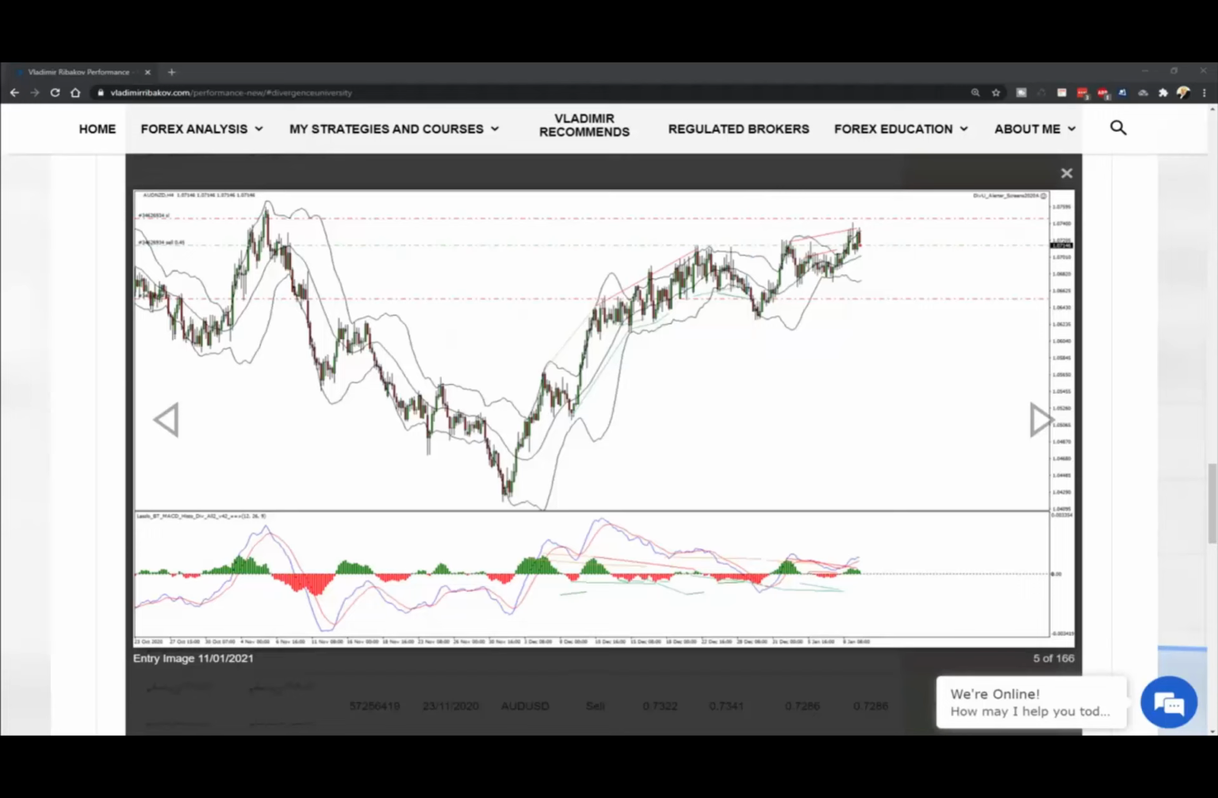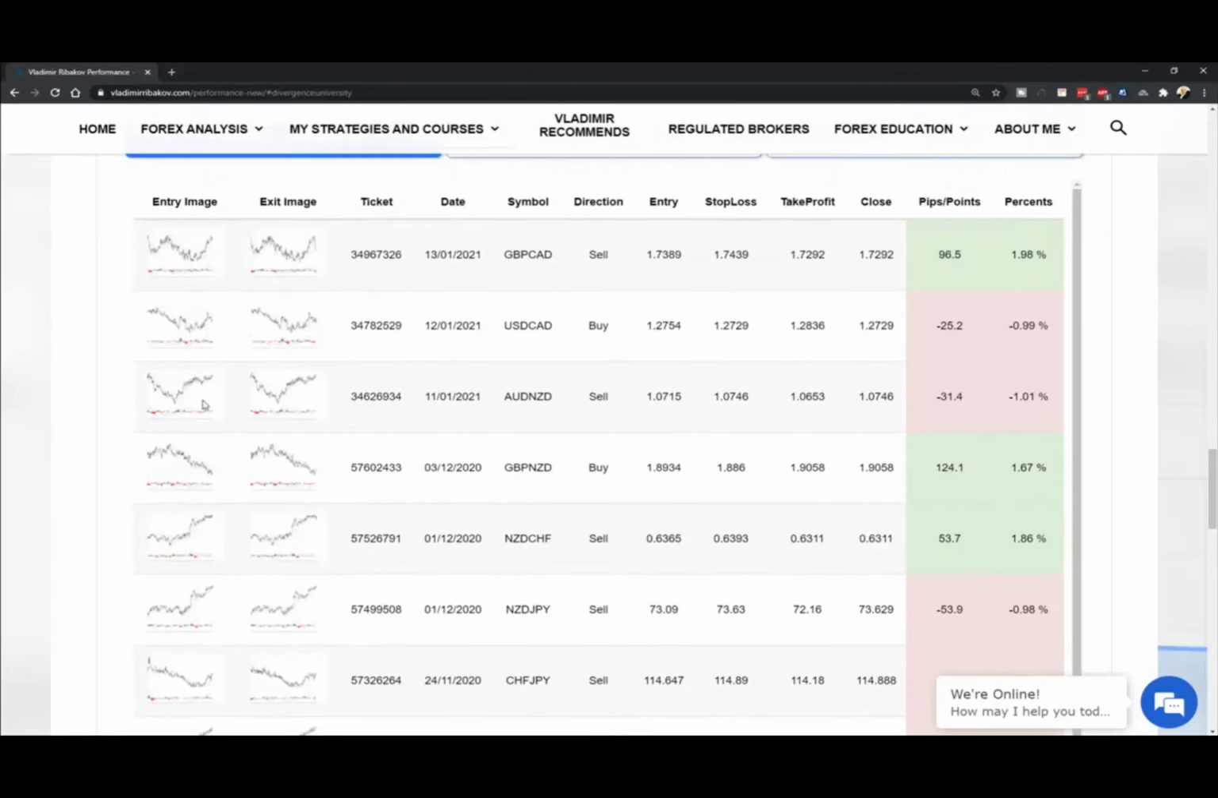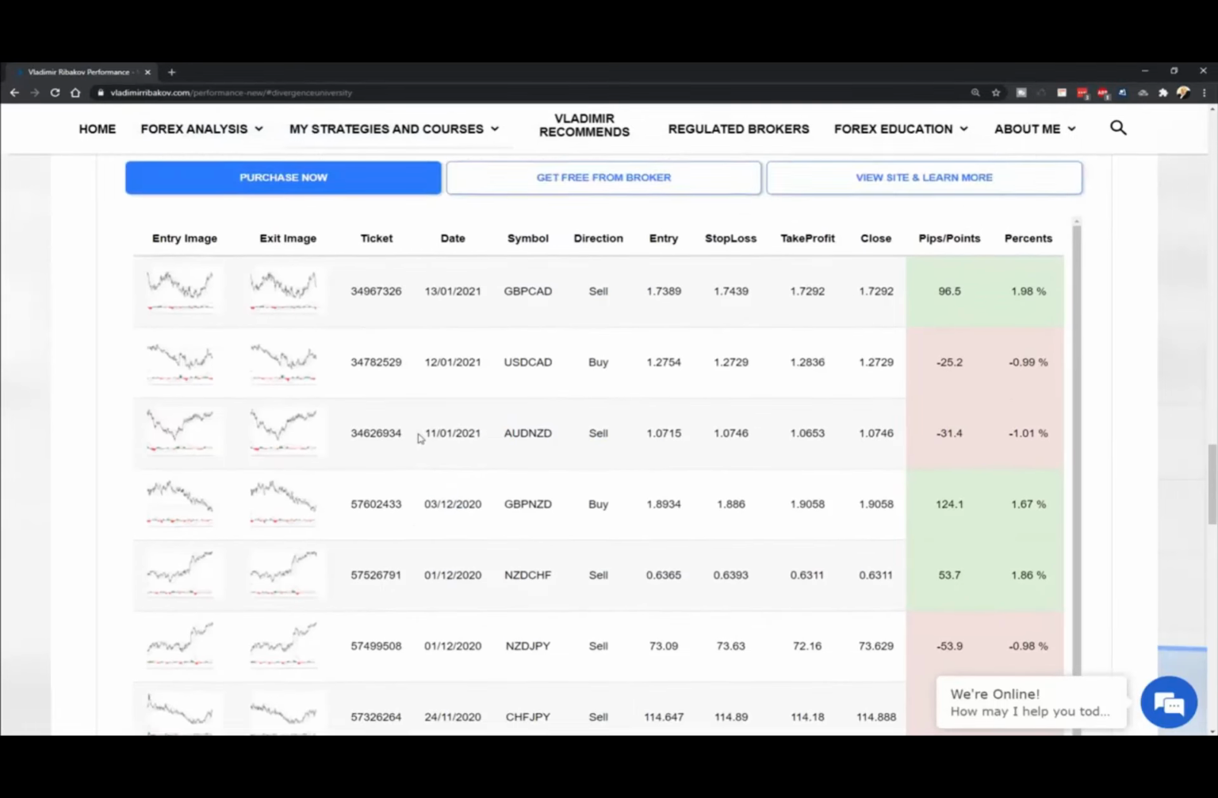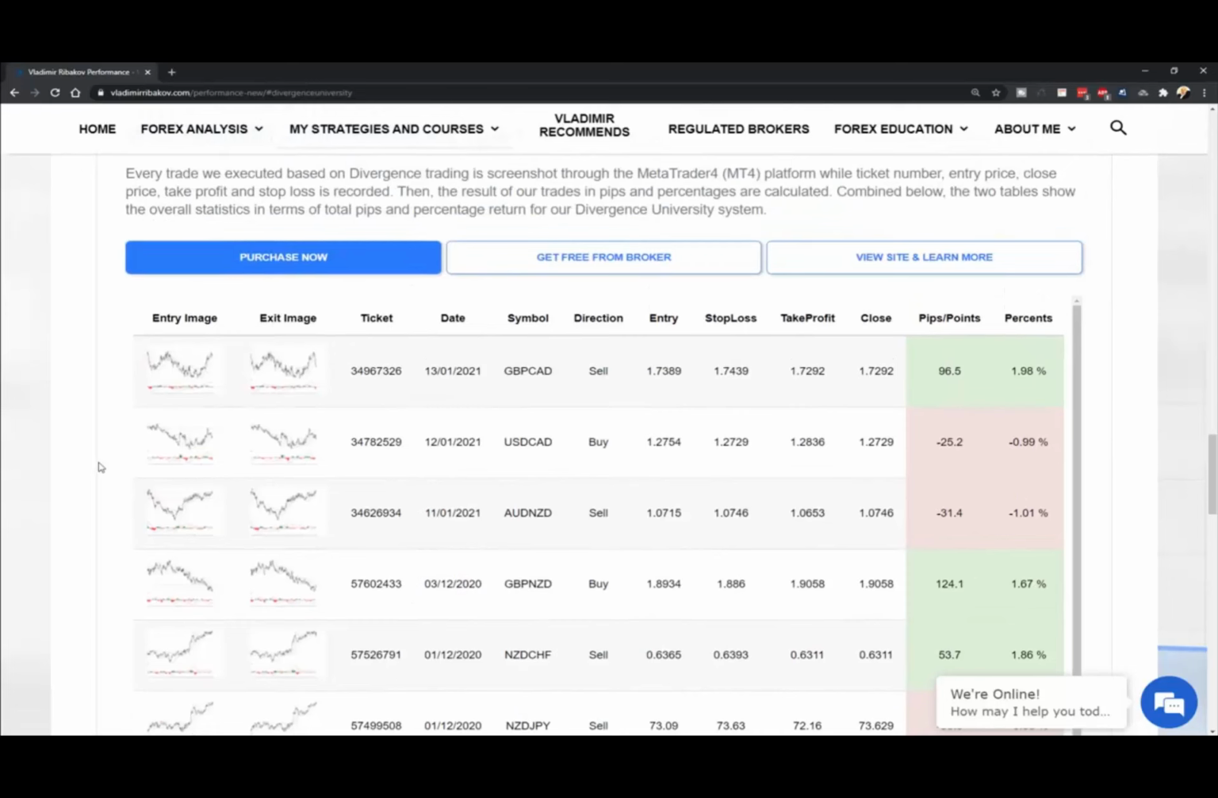But let's stay on track. This is the Divergence University, and we should be talking about DU trades here. Actually, this is our full list, right? This is already from 2020. So again, just three trades, but we can't really force the market. If the given strategy, the given method, is not providing anything at the moment, better stay away, guys.